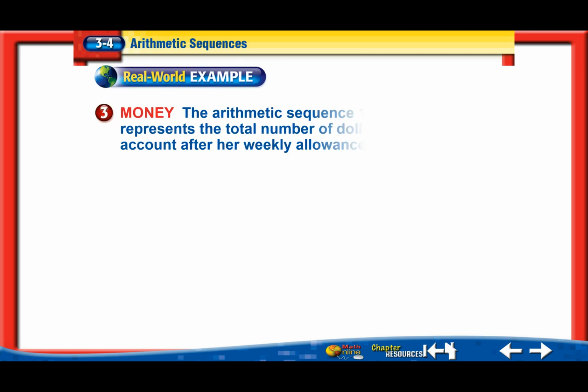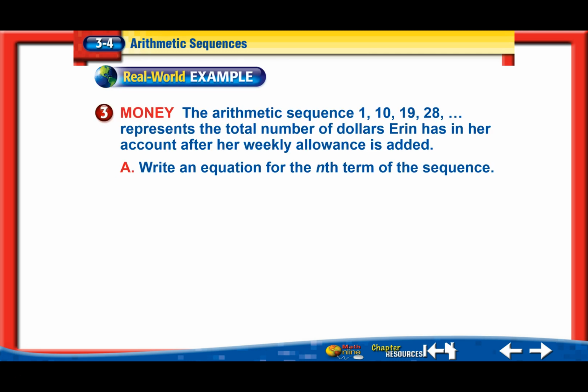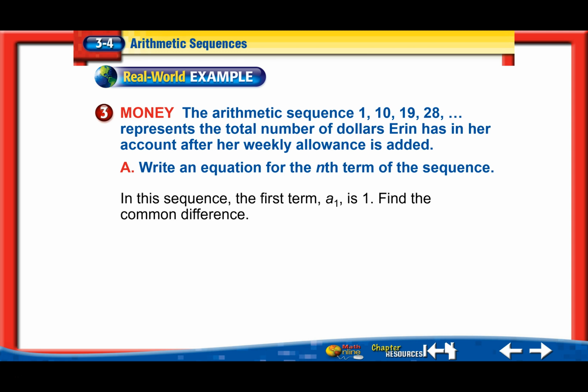Keep going. All right, the arithmetic sequence represents the total number of dollars she has earned in her account after her weekly allowance is added. Write an equation for the nth term in this sequence. In this sequence, we can see that A1 is 1, because they told us it's right here. Finding the common difference would be the next step. So we find that it's adding 9 to each one.